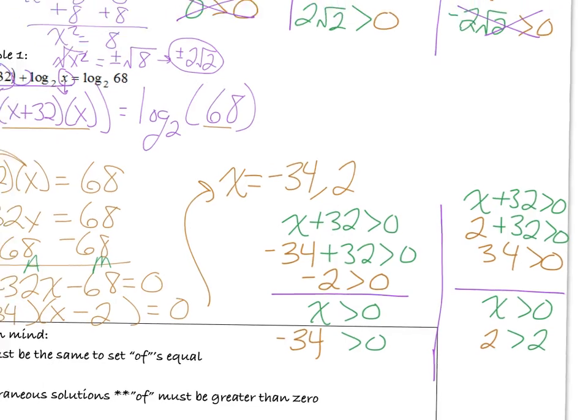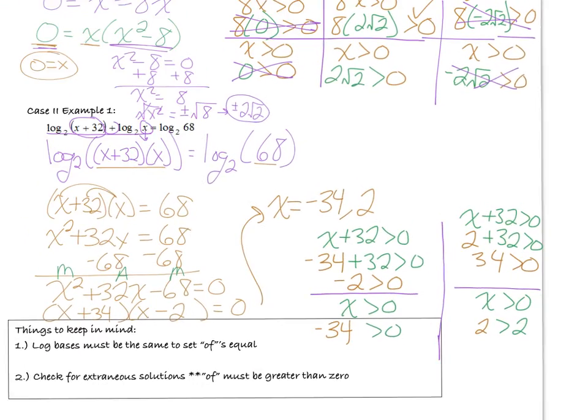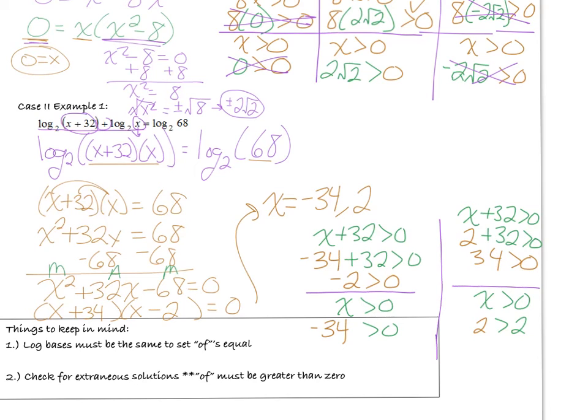All right, so I did my little check here. So I went and I looked at my logs. I had x plus 32 inside of a log, so I checked x plus 32 being greater than 0 for 34 and for 2. And the log in the second piece was x, so I checked that x was greater than 0 again for both pieces here. Since this did not have a variable in it, I did not have to check that one. But if we started off here with this being a negative 68, right away you would just cross it off and say it doesn't work, okay?